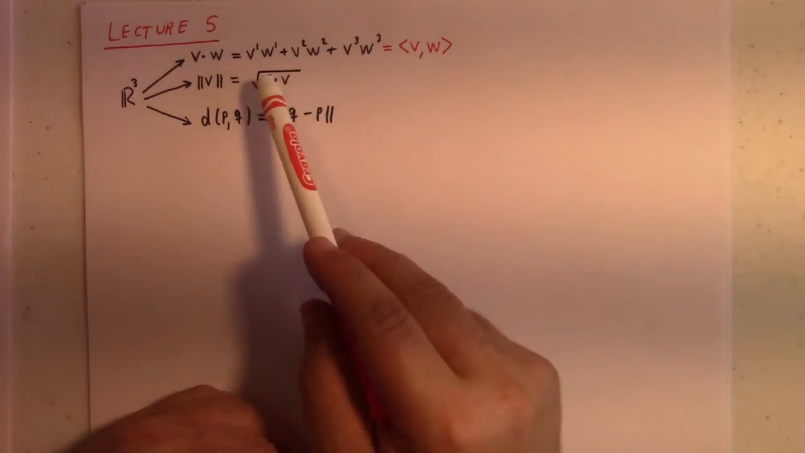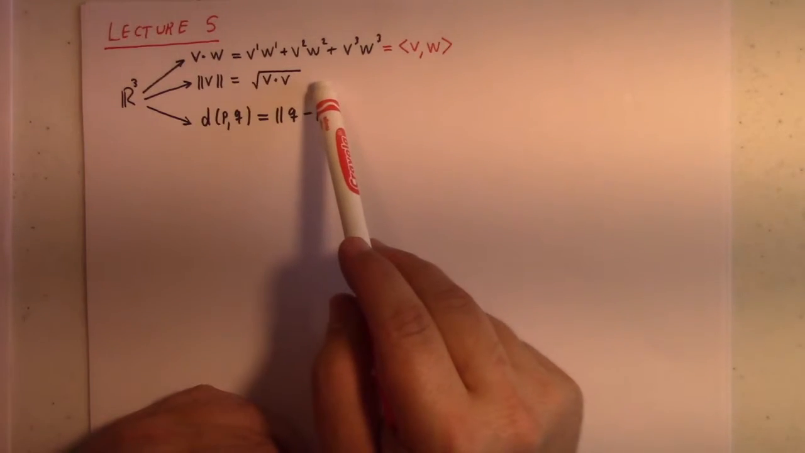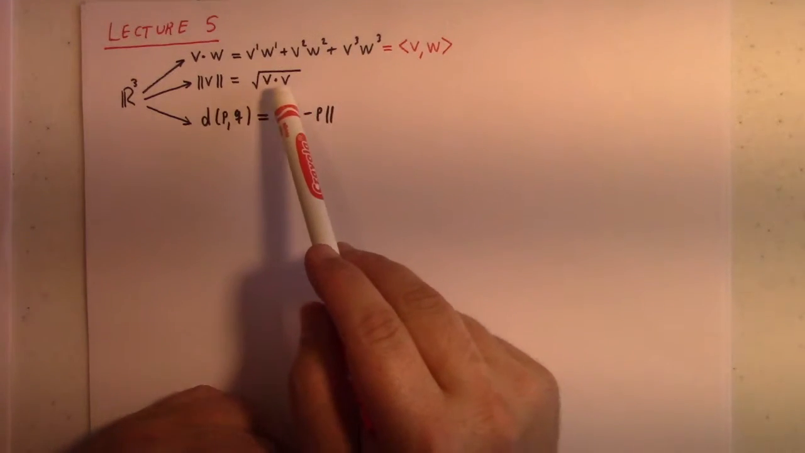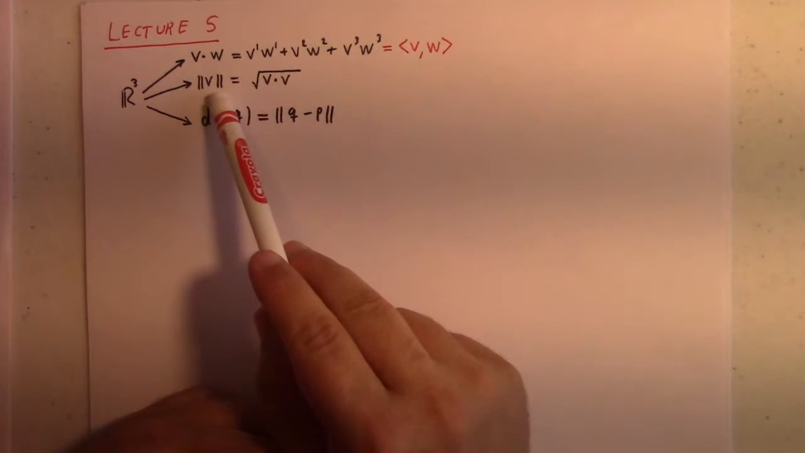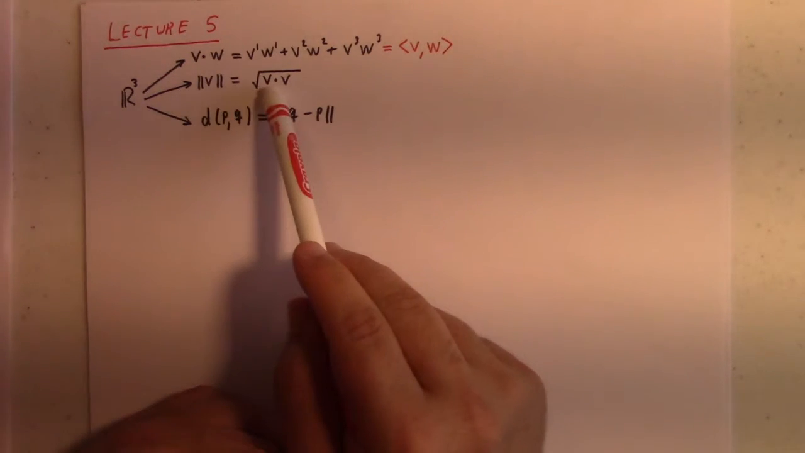And then closely tied to that, there's this notion of a normed space, a vector space with a norm, so you can induce a norm from the inner product like that.